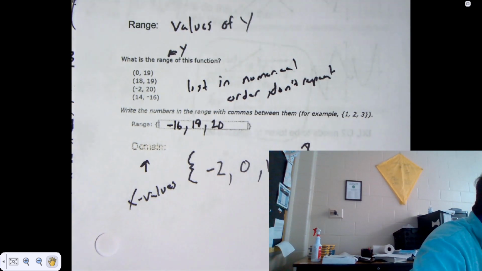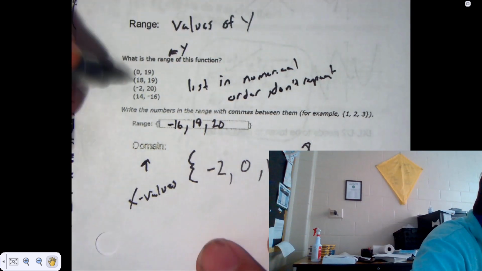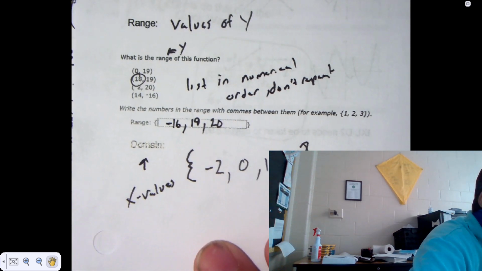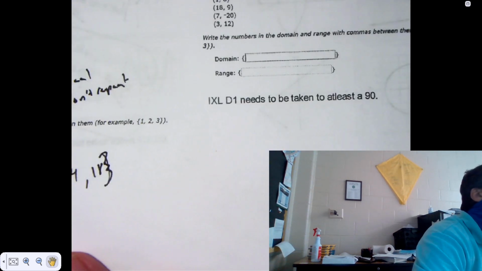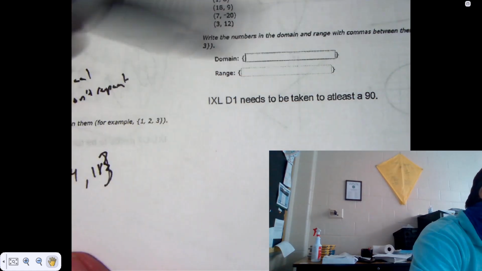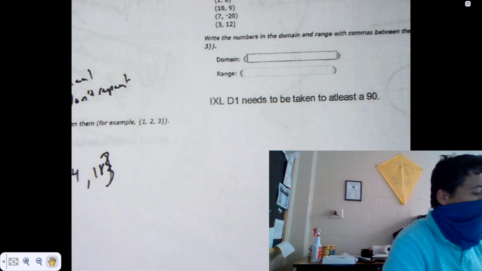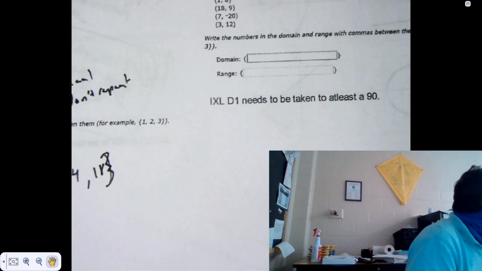Do I need to do the second example? Looks like an 18 to me, because that's the highest X value. You have to get that to at least a 90, because only once you get to 90 does it ask for both at the same time. You've got to get your 100.